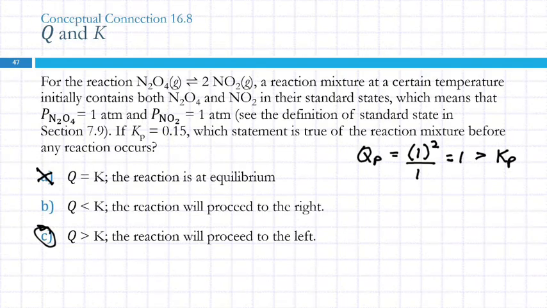So Q being bigger than K tells us the reaction will proceed to the left. The numerator needs to get smaller, the denominator needs to get bigger in order for it to eventually become the same as K.